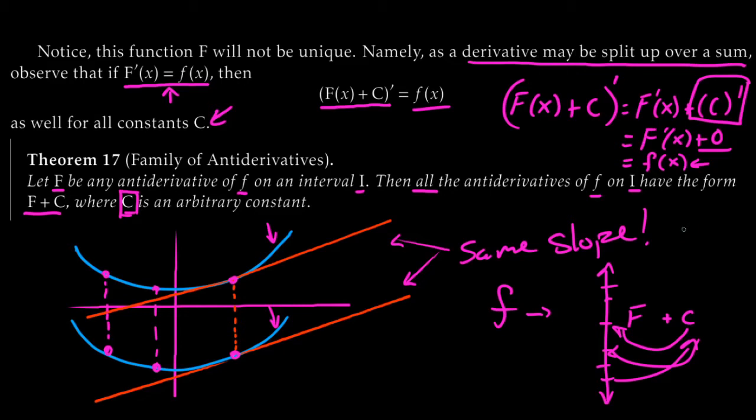A function gives rise to an infinite family of antiderivatives, and there are exactly as many. This is the important word right here, all of the antiderivatives of a function f. There are exactly as many antiderivatives of a function f as there are real numbers. There's one for every single real number c. And that's it. There's no more. It's one antiderivative for a given function for every single number.